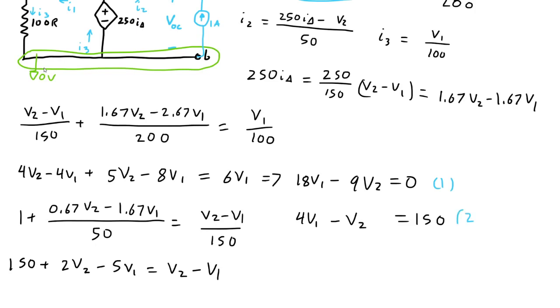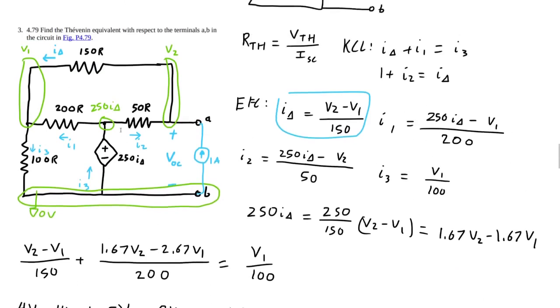I'll punch that into my calculator. See, 18 minus 9 equals 0. 4 minus 1 equals 150. Okay, so I get V1 equals 75 and V2 equals 150. Okay, so we only needed V2, but we got both of those just because of the way the analysis worked.